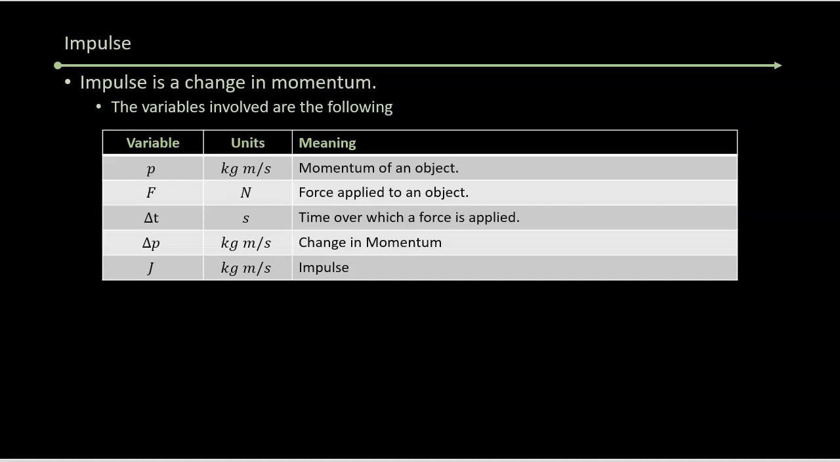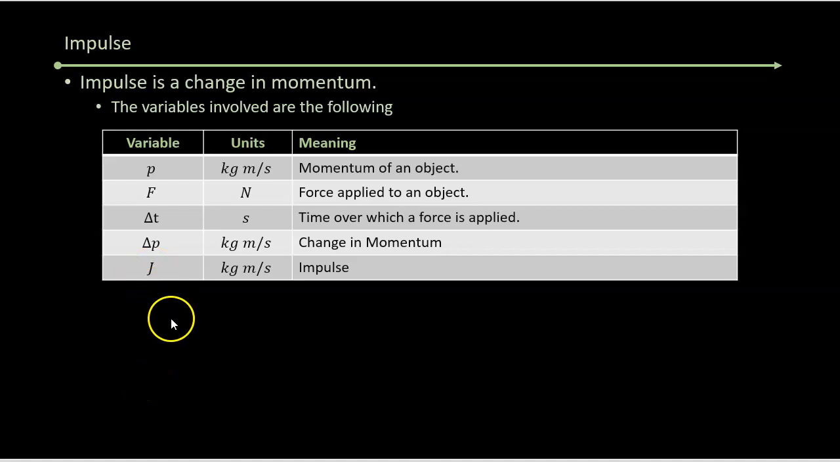Impulse is simply a change in momentum. And so the variables involved in impulse, well, there's momentum, of course. There's force, which is in newtons. There's change in time, or the time over which a force is applied, that we call delta t. That's in seconds. There's a change in momentum, delta p, and that's going to be kilogram meters per second. And then there's the symbol we use for impulse itself, which is J.